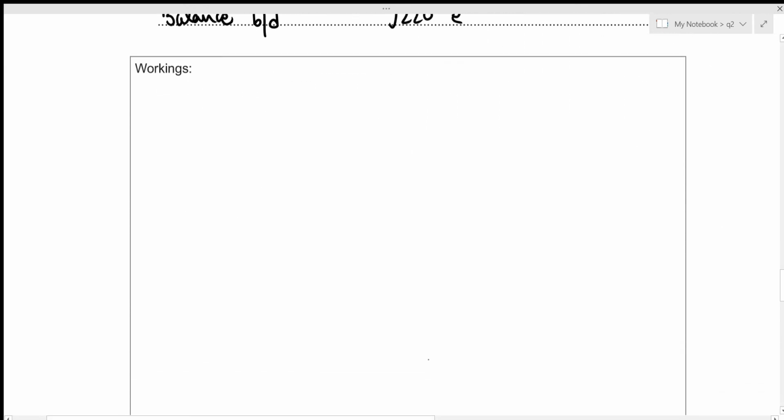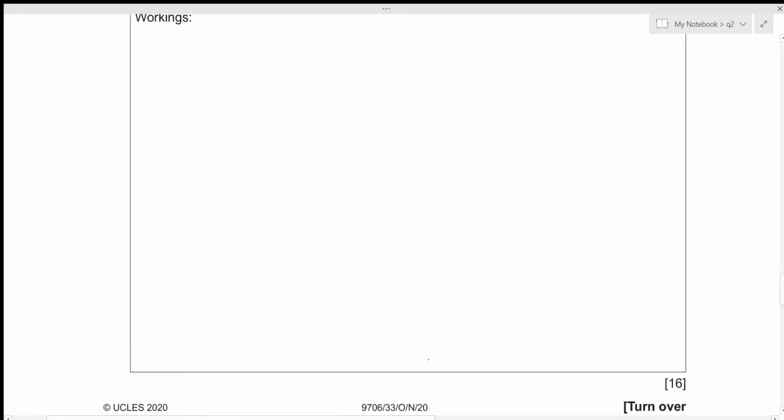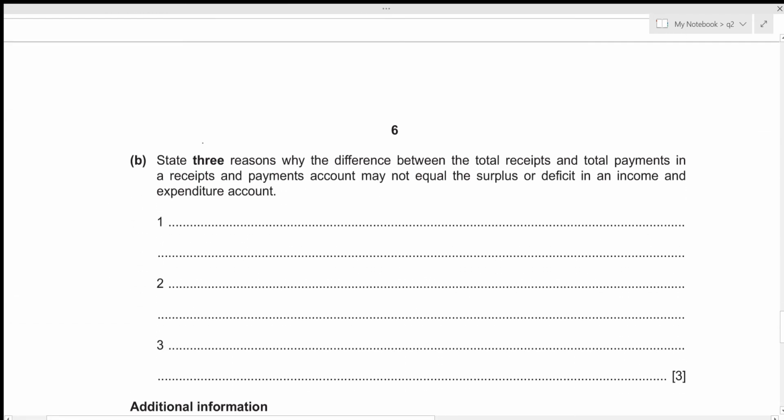We were given the working section right here, so you guys should need to show all of your workings in this particular box rather than scribbling all over the question paper like I did. Now we need to say 3 reasons why the difference between the total receipts and total payments in a receipts and payments account may not equal the surplus or deficit in an income and expenditure account.